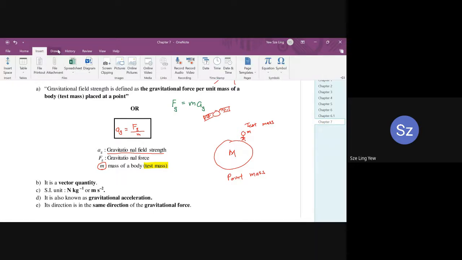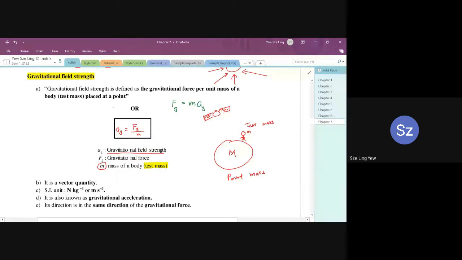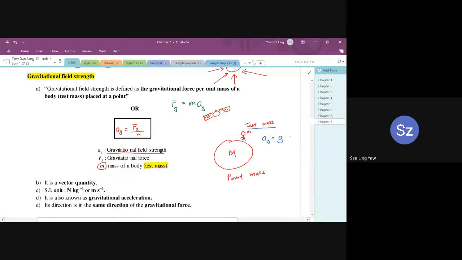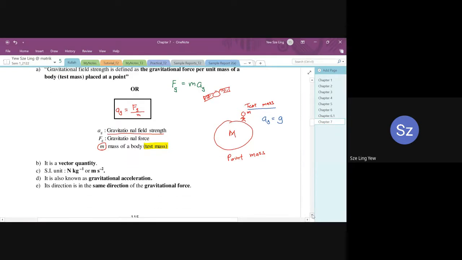So now in that case, what does it mean? It means if you look at the questions, ag equals Fg over m. m is the mass of your test mass, it's the mass of you. Fg is the gravitational force. So if you're standing on the surface of the Earth, then ag is actually equal to your g, your gravitational acceleration, the acceleration due to gravitational force. So ag is equal to the g on the surface of the Earth, if you're standing on the Earth.